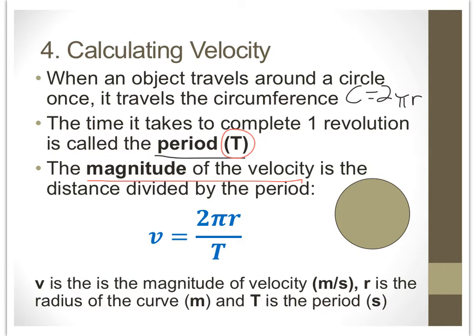Combining those two things, we take 2 pi r, our circumference, or the distance we travel when we go around a circle one full time, divided by T, the time it takes to travel that distance, and we get the magnitude of the velocity, or the speed of the object as it goes around in a circle.